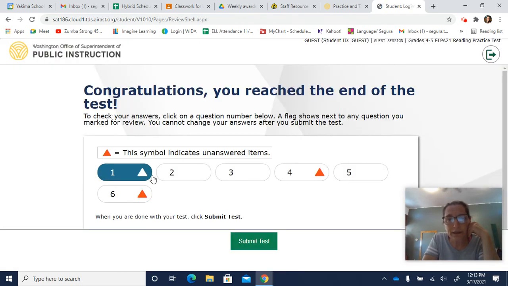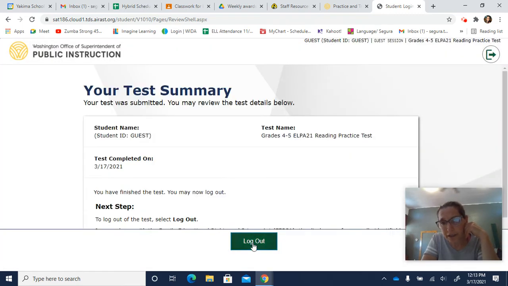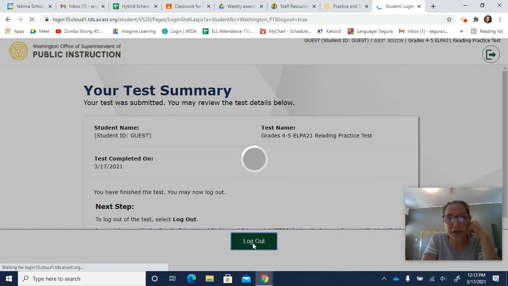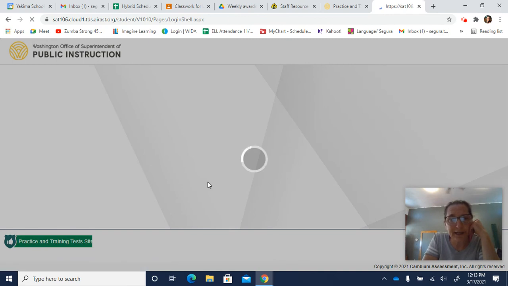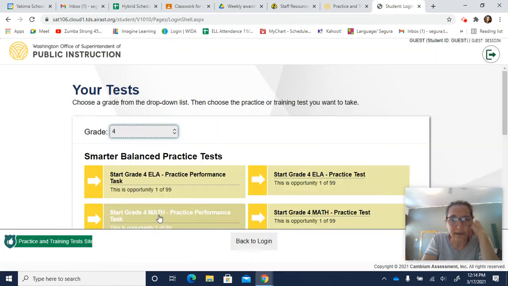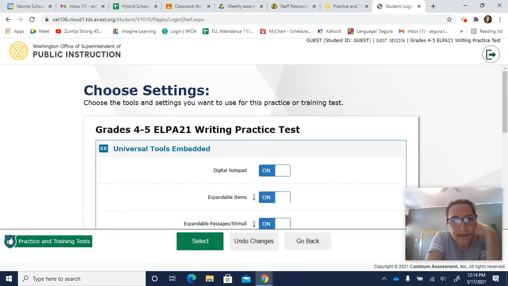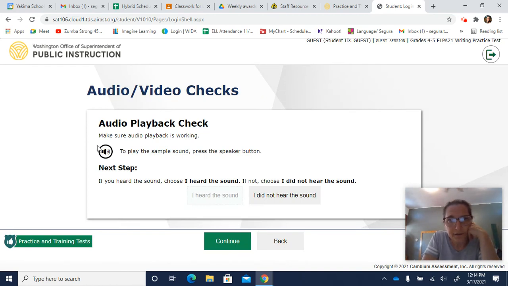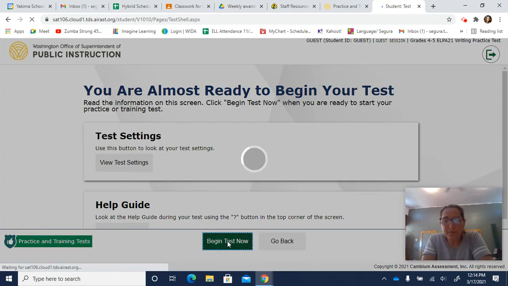writing. Writing is really important that you restate the question, that you use capitals, and you use periods. So let's go ahead, sign in to the writing section of the test. And we have fourth grade. Okay, the writing section of the test, select. And you're going to use all the skills you've been practicing in your regular class. Heard the sound, continue, begin test, okay?